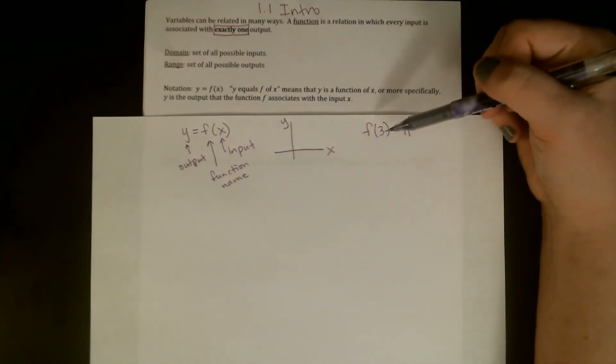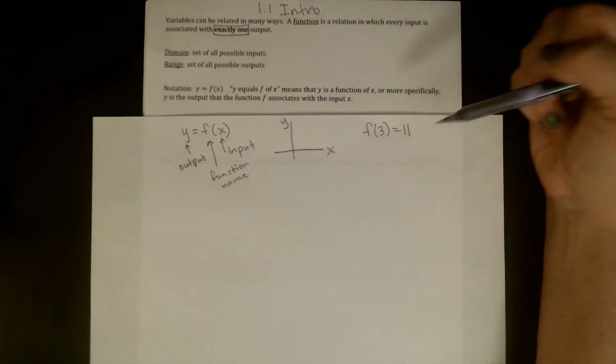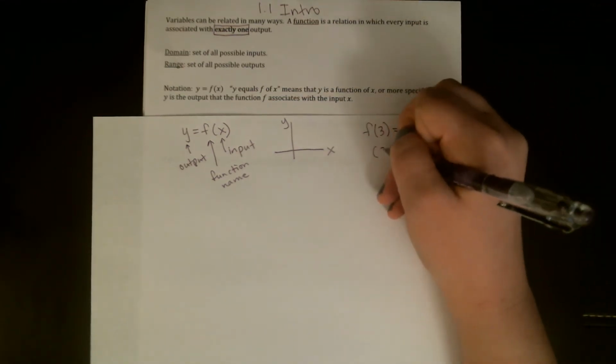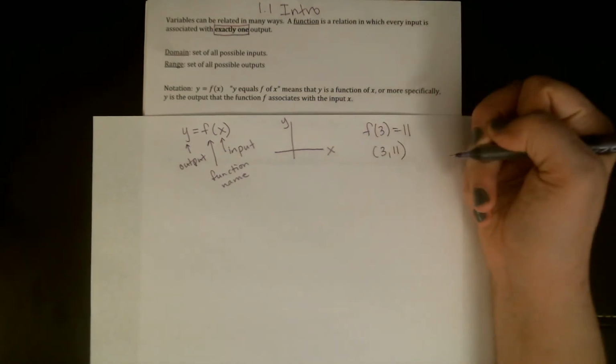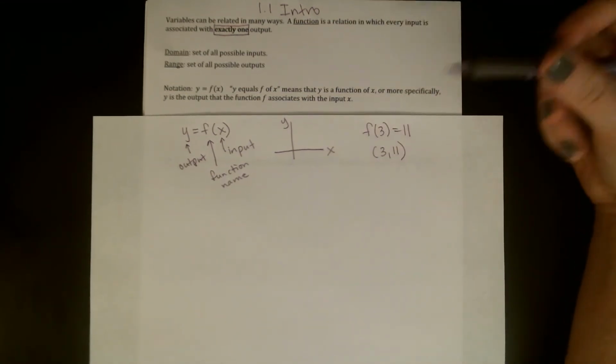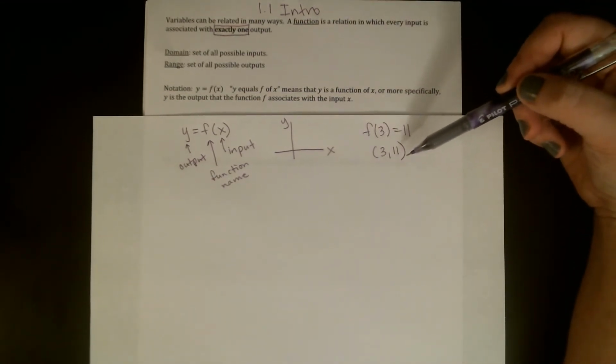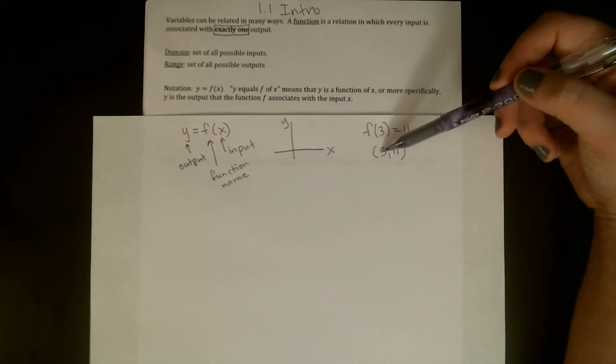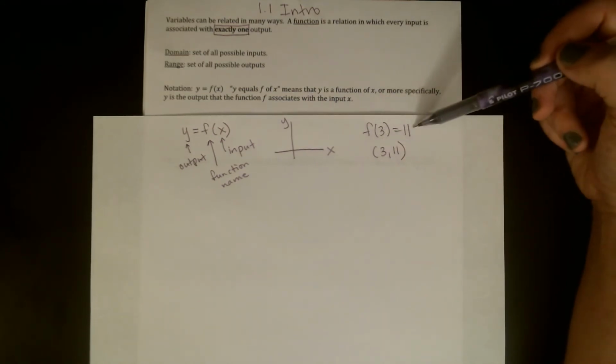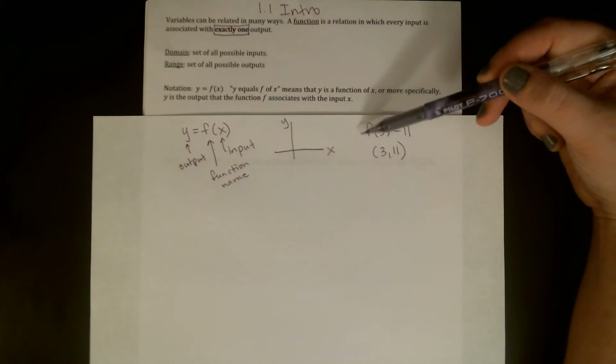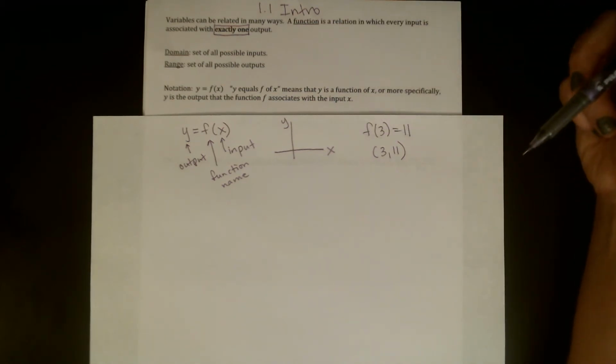function f pairs the input 3 with the output 11. So it's actually fairly similar to saying function f goes through the point 3, 11. And this sort of notation, writing as an ordered pair, does give us the input-output pair, just like function notation, but it doesn't give us the added piece of information of which function did the pairing.